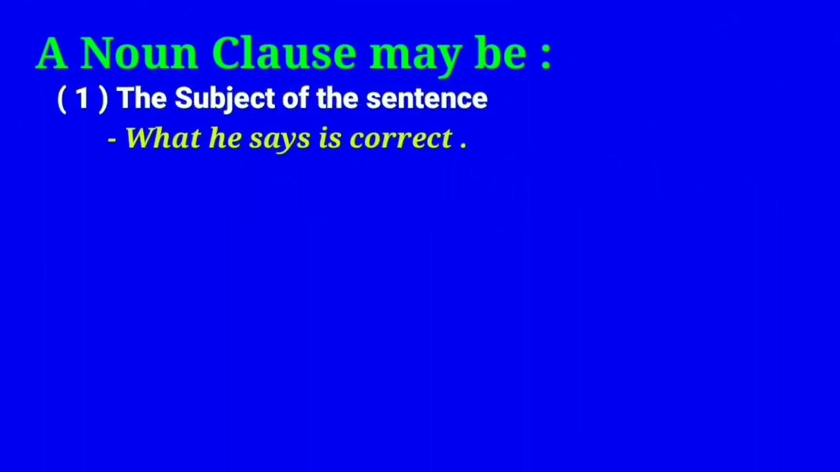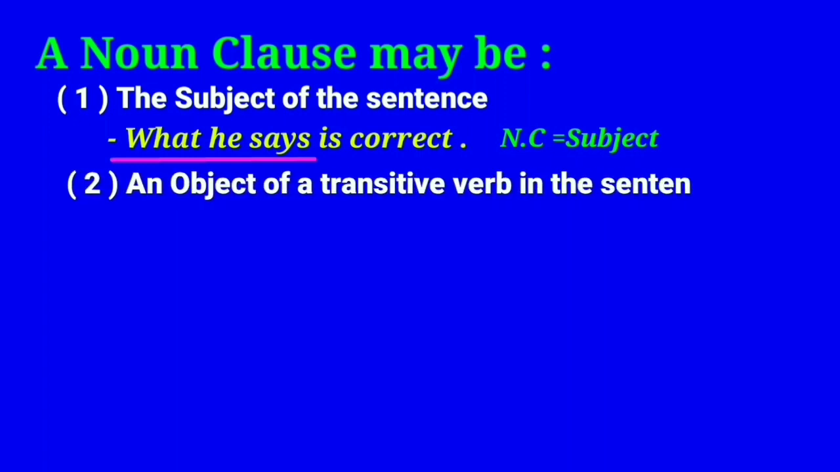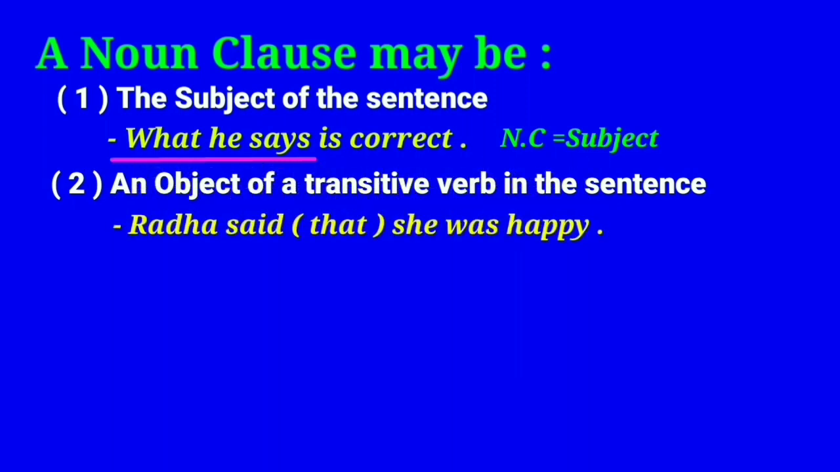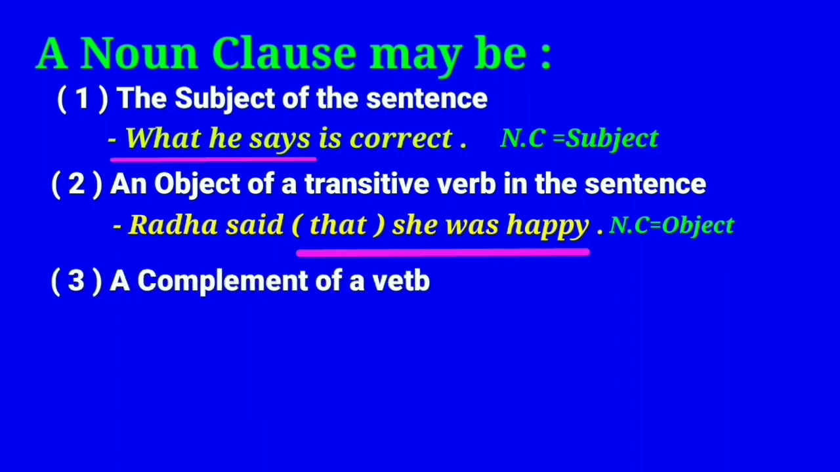What he says is correct. What he says is a noun clause working as the subject of the sentence, an object of a transitive verb in the sentence. Radha said that she was happy. Here the noun clause that she was happy is the object of the transitive verb said, a complement of a verb of incomplete predication.